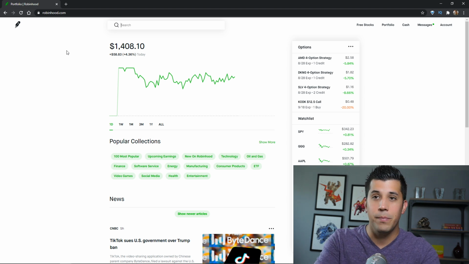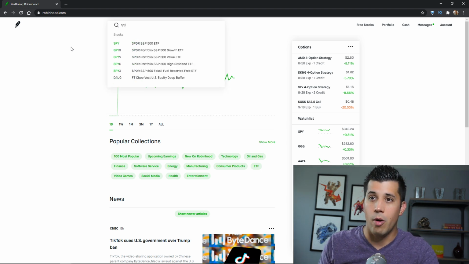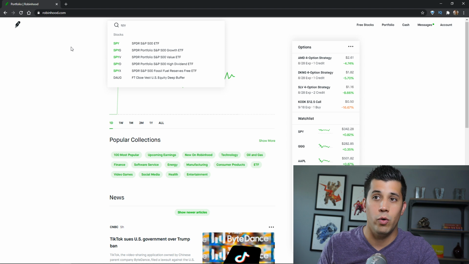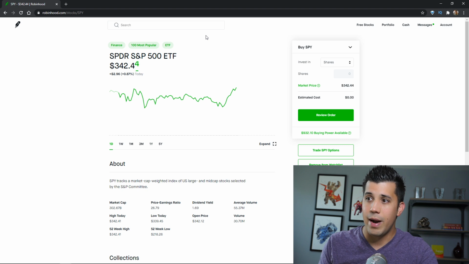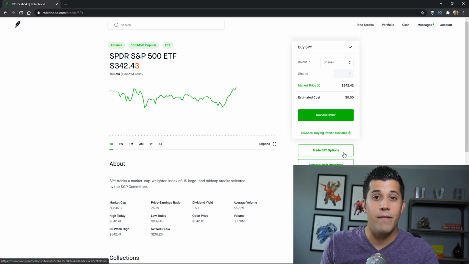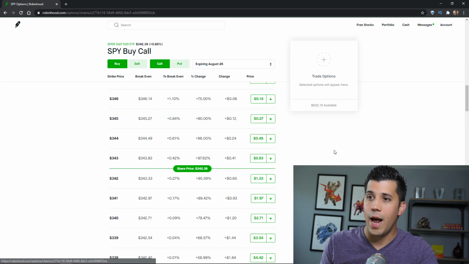So if you're buying a put, it means you want to short the market, or short that ETF, or short the stock. I'm going to actually trade SPY. It's really liquid, so I'm just going to use this for the example. What you want to do is type in the symbol that you want to look up. I'm in SPY right now, and then you'll see a little button here that says trade SPY options. If you don't have this button, it means you're not approved for options, and you have to reach out to Robinhood to get approval to trade options. So I'm going to trade options.